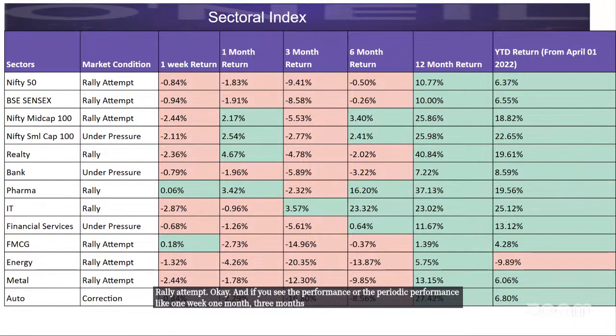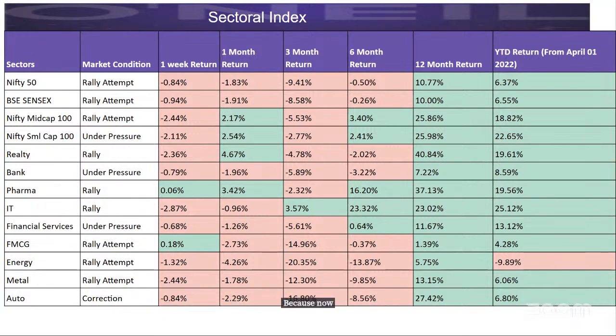Okay. And if you see the periodic performance, like 1 week, 1 month, 3 months, 6 months, 12 months, the performance percentage is given. If you see the 12 months, that is, I can say roughly from January to December, because now we are going to end this particular month, only two to three trading sessions are pending. So I can say all the sectoral indices have generated positive return. Most probably it will end in the green only. That is a good sign.